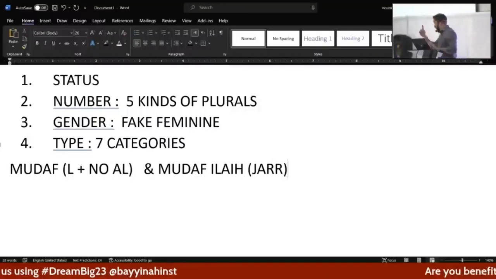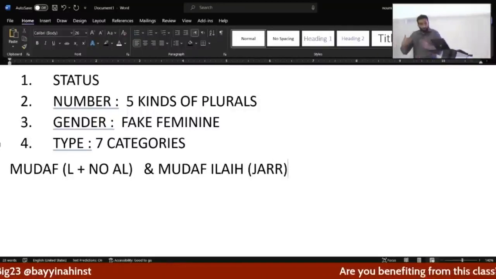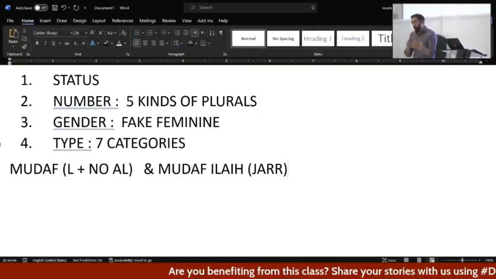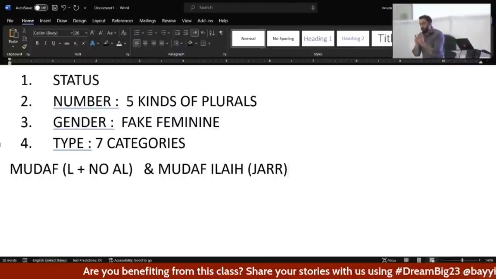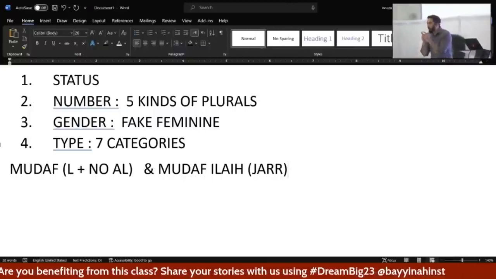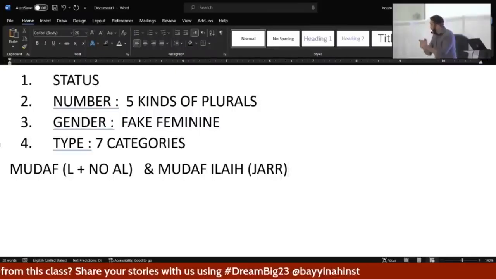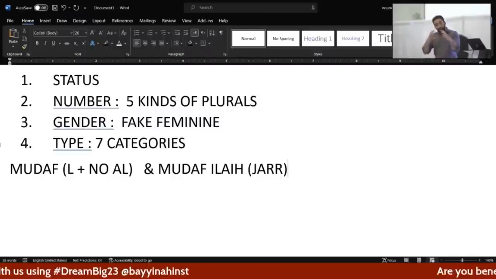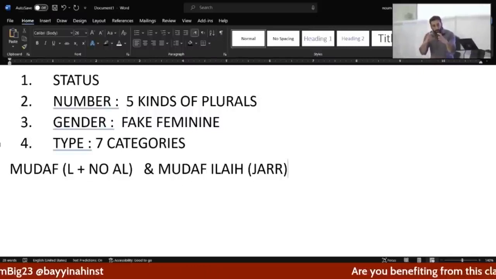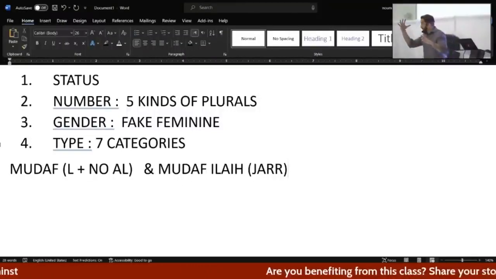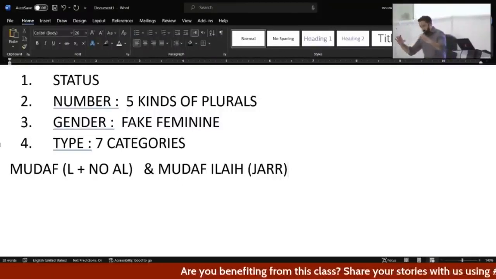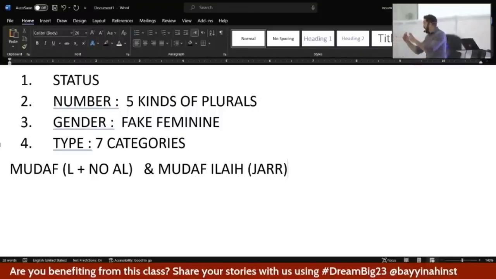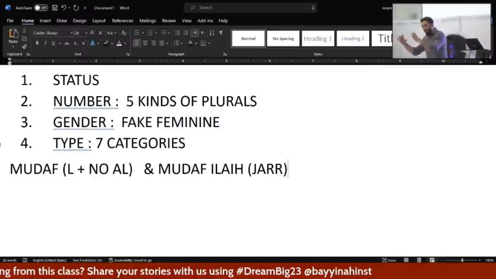Which means tomorrow, as we start next semester, this is what's going to happen. We spend 3 days trying to figure out one word. Tell me 4 things about one word. Tell me its status, tell me its number, tell me its gender, tell me its type. One word is like one brick. A word is like what? A brick. And language is a building. Now it's time to start putting bricks together. The first two bricks we put together are mudhaf and mudhaf ilayh.